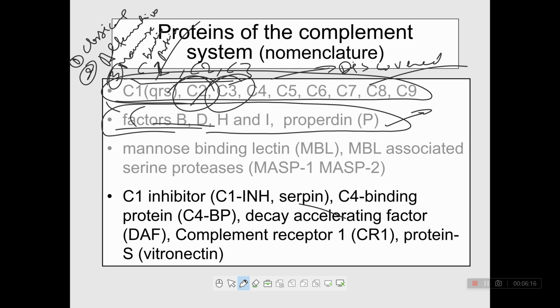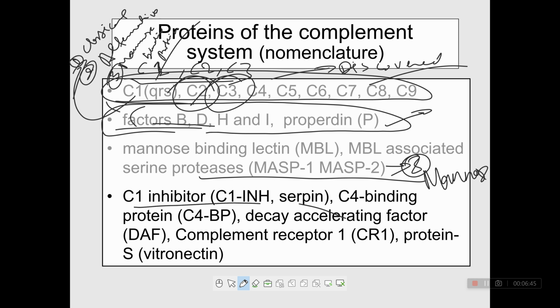So C1 is in the classical pathway, these factors are in the alternative pathway, and these help in the mannose binding pathway. So mannose binding lectin and MBL associated serine proteases all help in the third pathway, that is the mannose binding pathway. And the last ones are C1 inhibitor, C4 binding protein, decay accelerating factor, complement receptor and protein S.